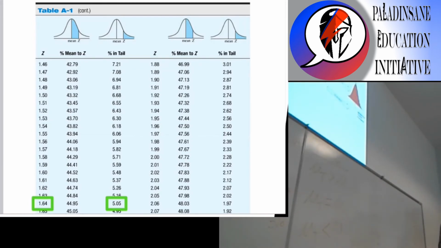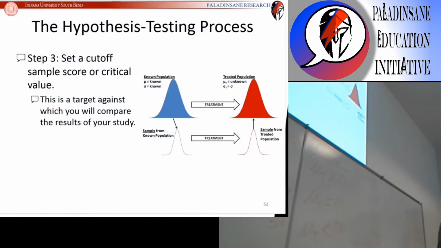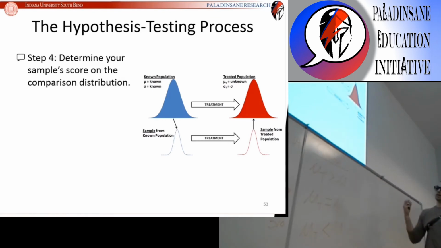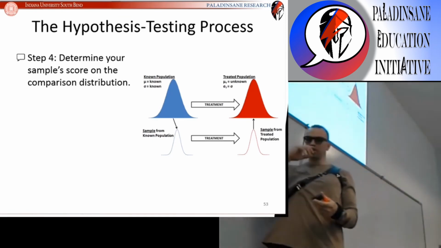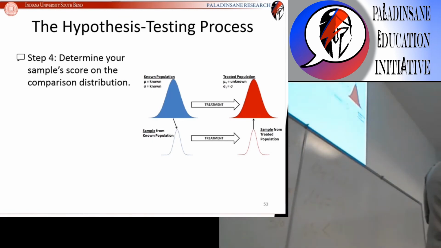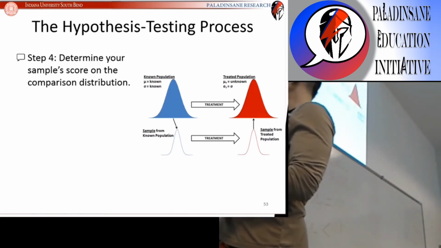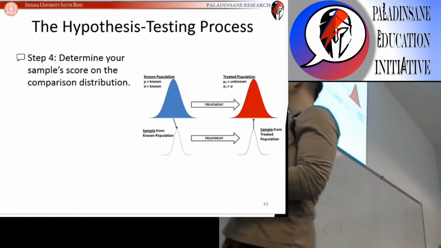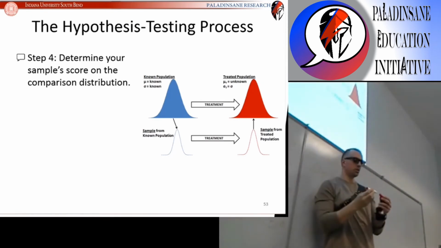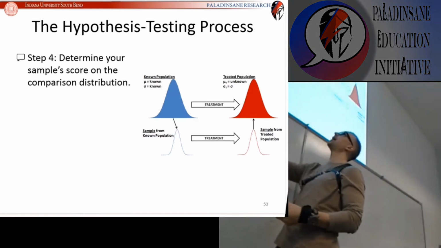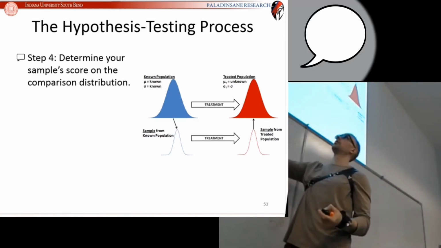All right, so we have step 3, the target against which we're going to compare the results of our study. That's our line in the sand, 1.64. Step 4 doesn't change from one tail to two tails. So we've seen how to do this before. We need to figure out our sample mean of 43.5. So our sample mean of 43.5 is right about there. But where is it on our unit normal distribution table?